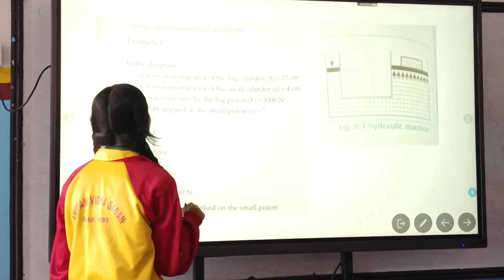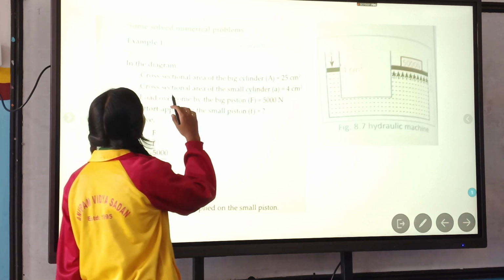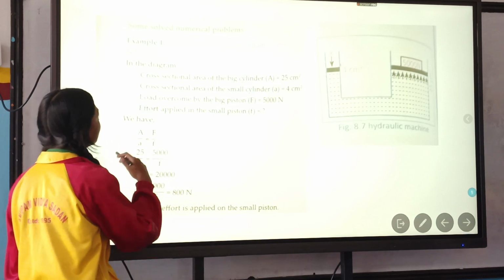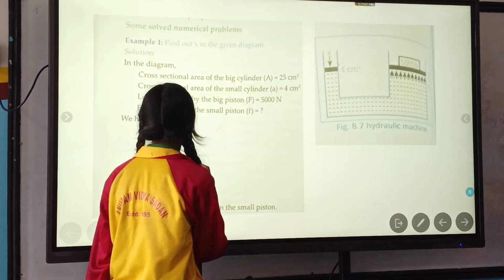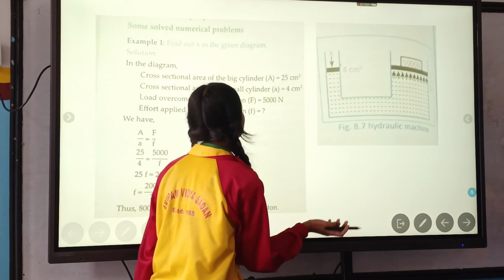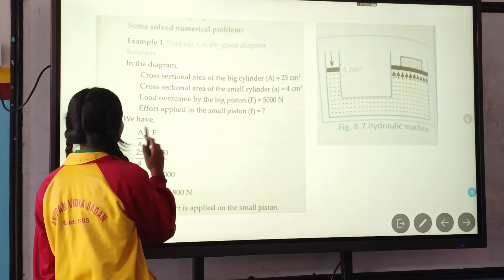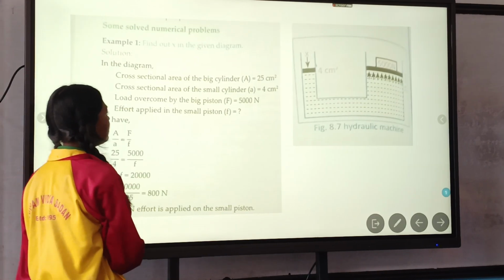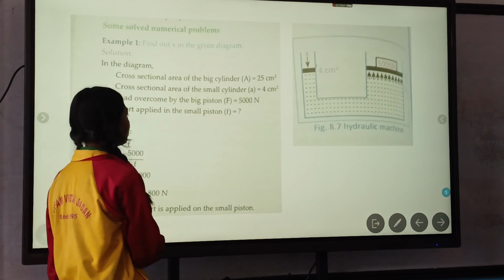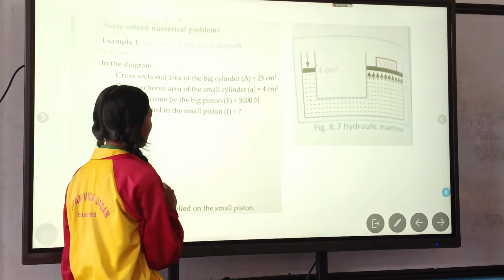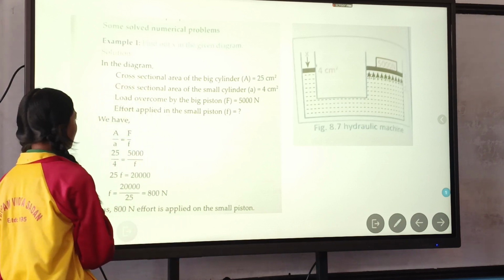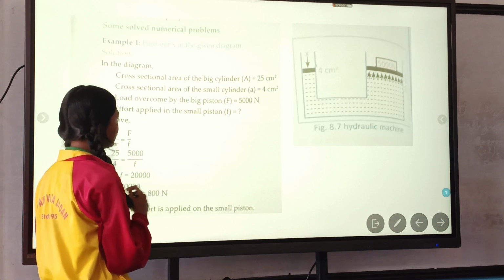Some solved numerical problems. Example number 1 is to find out the F from the given diagram. In the given diagram, the cross-sectional area of the big cylinder A is 25 cm square, and the cross-sectional area of the small cylinder a is 4 cm square. The load overcome by the big piston F is 500 Newton. Force applied in the small piston is not given.